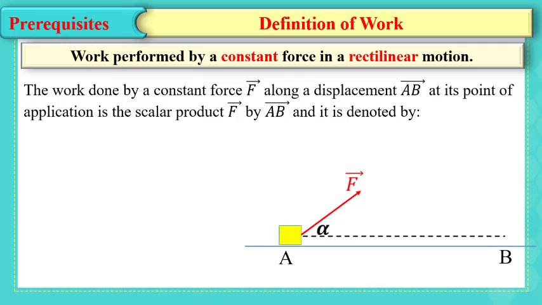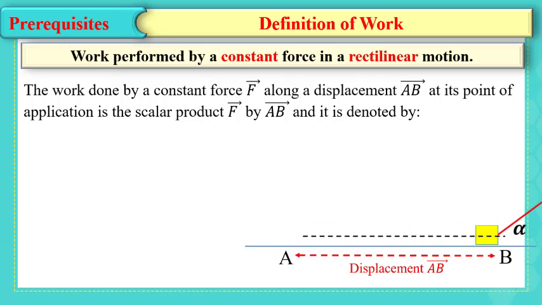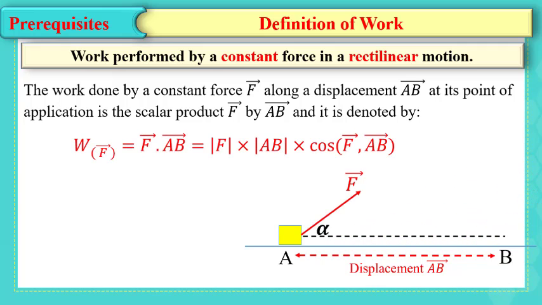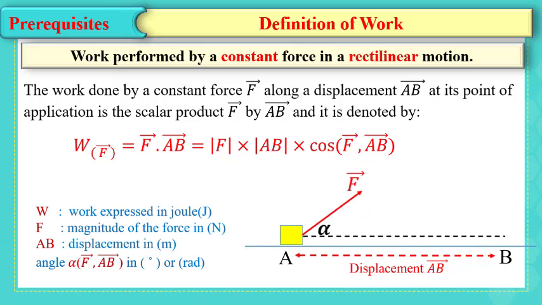Now, the work done by a constant force along a displacement AB at its point of application is the scalar product of the F vector by the AB vector, denoted by F vector scalar product AB vector, which is F times AB times cosine (F, AB). The unit of work is joule, the unit of force is Newton, the unit of AB is meter, while the angle is either in degrees or radians.